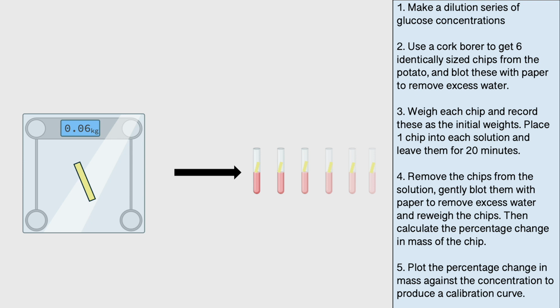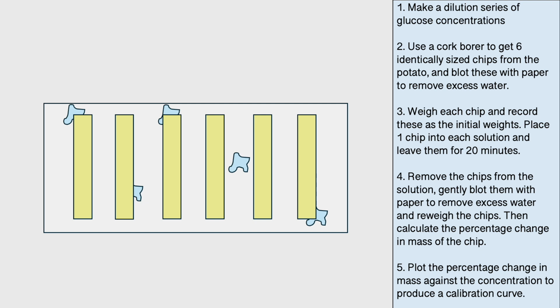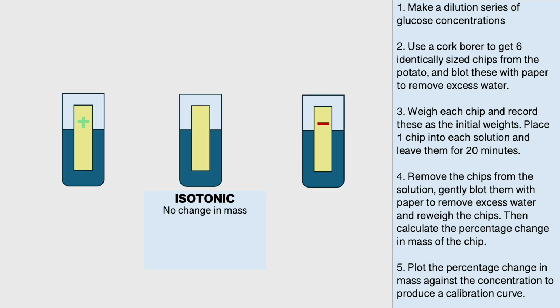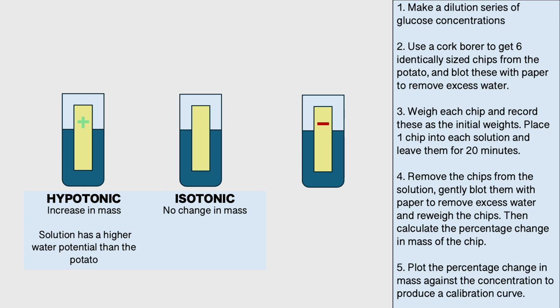Remove the chips from the solution, gently blot them with paper to remove excess water and reweigh the chips. There'll be a different mass now because they'll have either absorbed water or released water into the solution. If the potato is in a hypotonic solution, it will have increased in mass because the solution has a higher water potential than the potato, so water moves via osmosis into the potato.